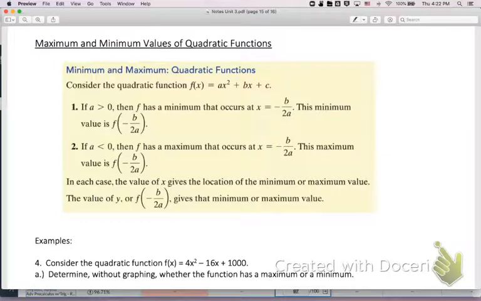All right, in this section, we're going to talk about maximum and minimum values of quadratics. We know just from what a quadratic looks like that if it opens upwards like this, then we have a minimum value at the bottom of the parabola. And if our parabola opens downward, then that means we have a maximum value at the top of the parabola. So that's what this box says here. If a is greater than 0, that means the parabola opens up and we have a minimum value. If a is less than 0, that means it opens down and it has a maximum value.